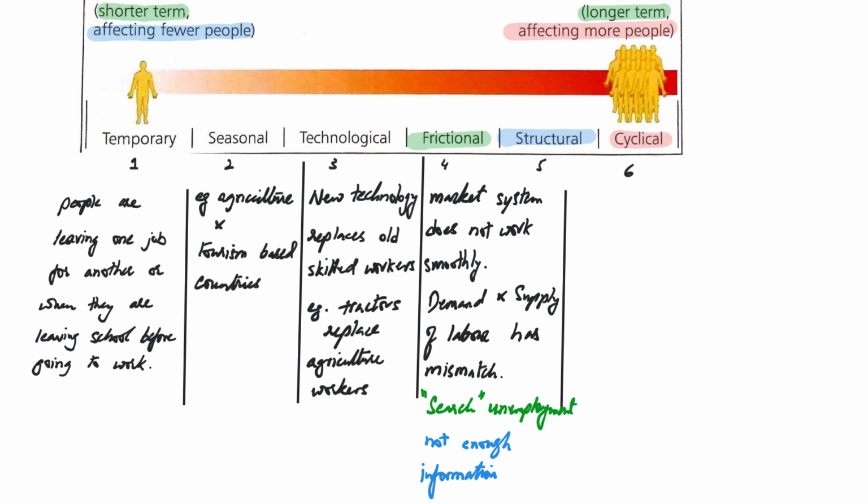Then a little more worrisome than that is our structural unemployment. This is a little more long term. Structural, like the name is suggesting, affects specific industries or regions and occupations.